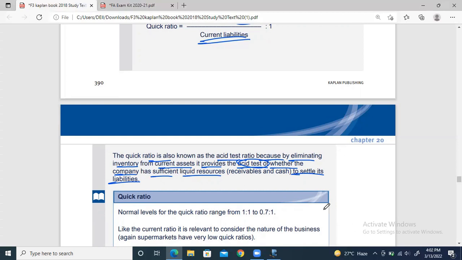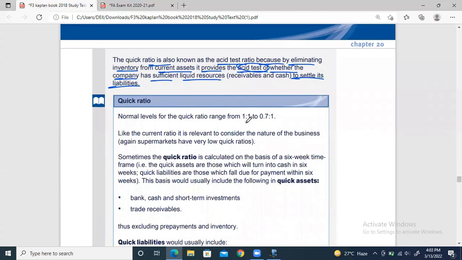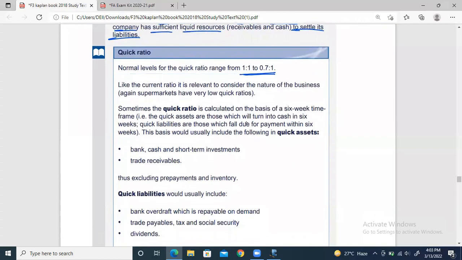Okay, right? So in the explanation, if you read, in every kind of explanation there will be normal average figures in the world as well. The average figures for this are basically 1:1 to 0.7:1, right? These are the average figures. Normally, it does not go higher than one. It is within one because current assets are not so high in the practical world that they can settle liabilities many times over, right? That is also not practical. So it should be reasonable but sufficient.